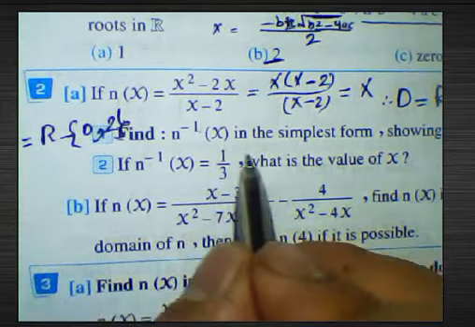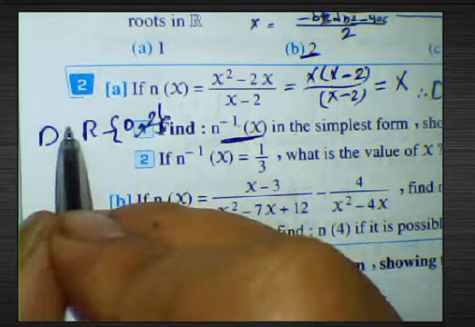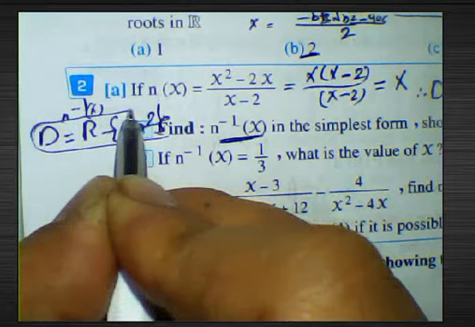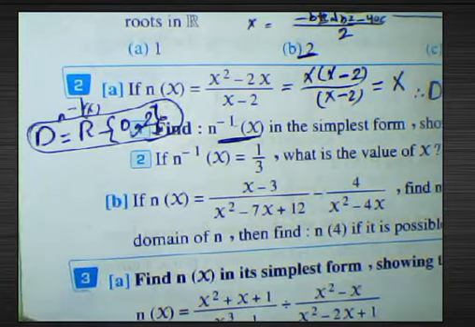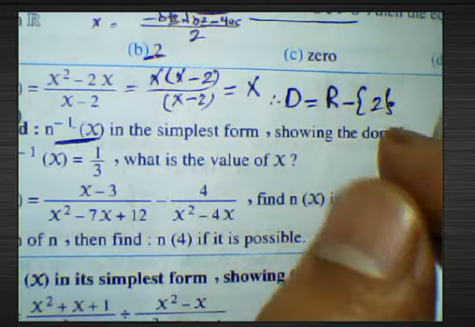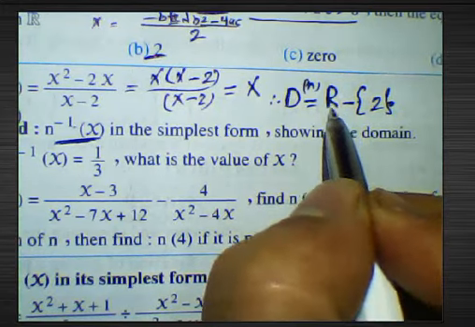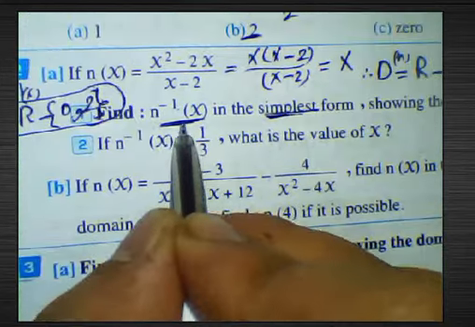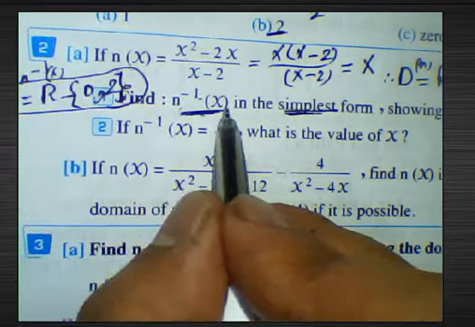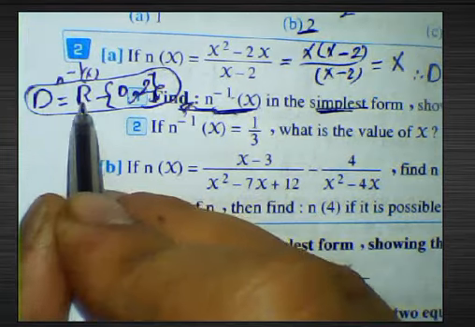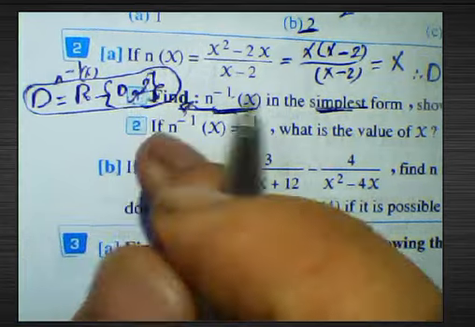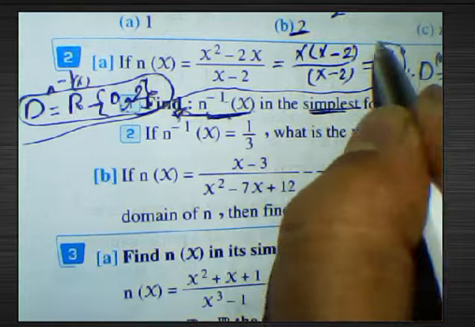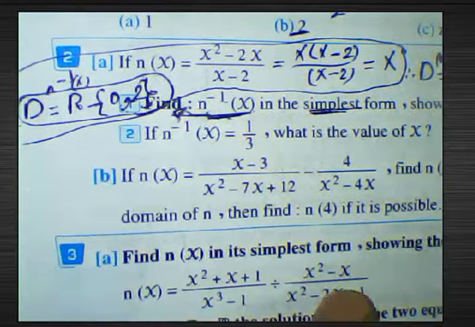So the domain of this function n^(-1)(x) will be R minus the set {0, 2}. But if we ask about the domain of the function n, it will be R minus the set {2} only. So in this example, he asked about the simplest form and the domain of n^(-2)(x). So the result will be R minus the set {0, 2}. Okay, that's the result of this example, in its simplest form.